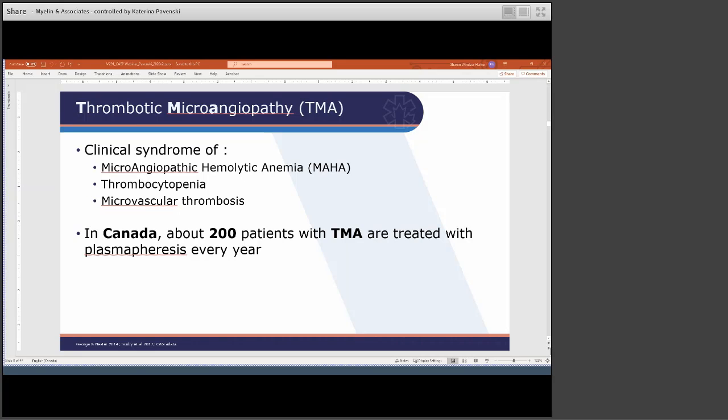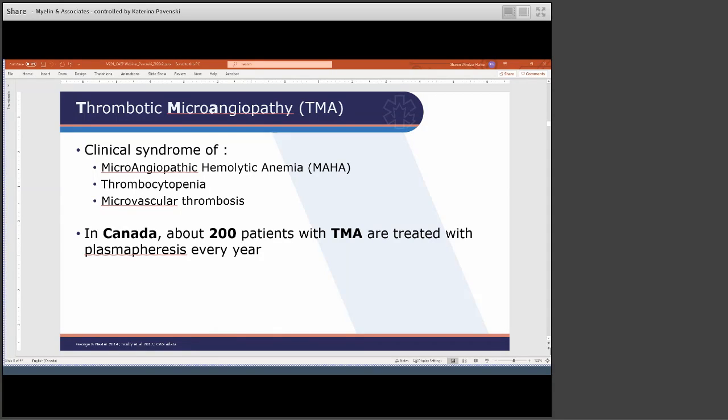Okay, so first and foremost, what is a thrombotic microangiopathy? Thrombotic microangiopathy is a clinical syndrome that can be caused by a variety of conditions, and it presents with microangiopathic hemolytic anemia. So microangiopathic hemolytic anemia stands for hemolytic anemia that is associated with fragments or schistocytes on the blood film. It is also marked by thrombocytopenia, so low platelet count, as well as evidence of microvascular thrombosis.